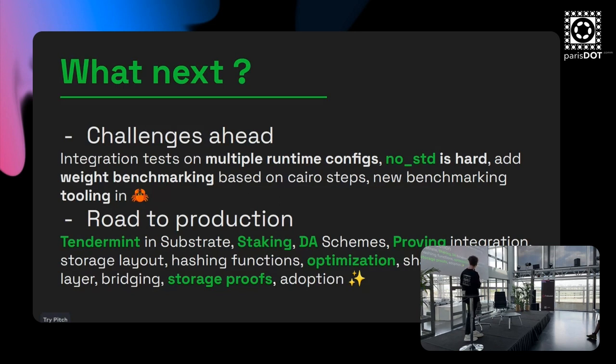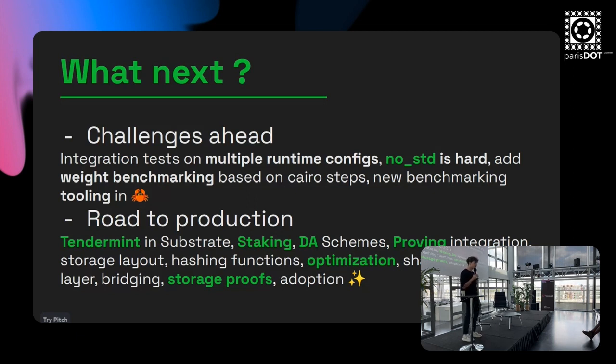Then there is the whole staking part, the data availability scheme. At the end of each block, you need to put this data somewhere, whether it's Ethereum or Celestia or whatnot. Then the proving integration is a very tricky part to do. There is a lot of interesting research in that field. The storage layout as well.